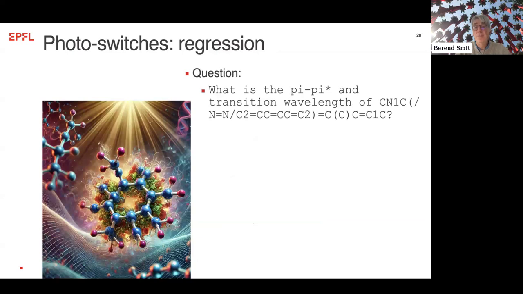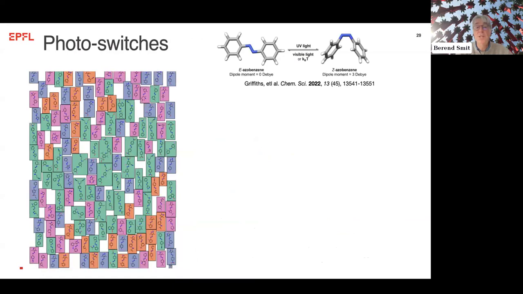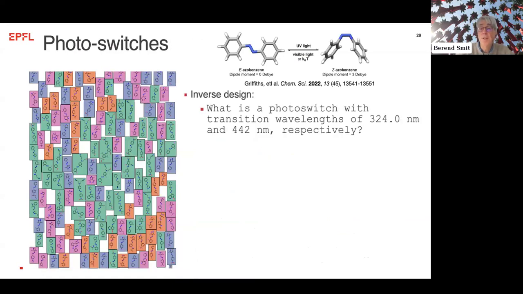So if we do that, we can predict the transition wavelength, and it actually goes very well. Here you see an example of the number of training points we need with the different representations. We're not as good as the dedicated machine learning models, but we do quite well. But now, an interesting thing we can do is invert the question.